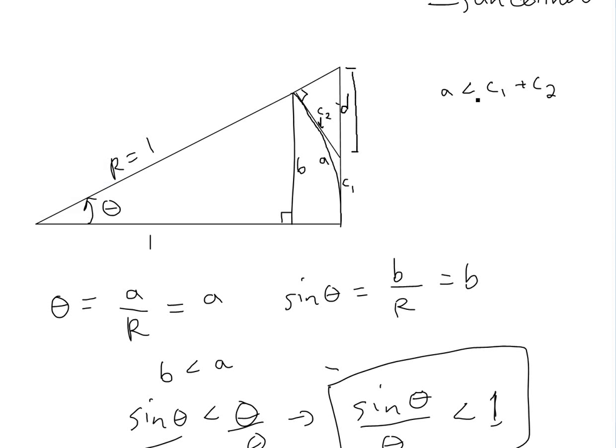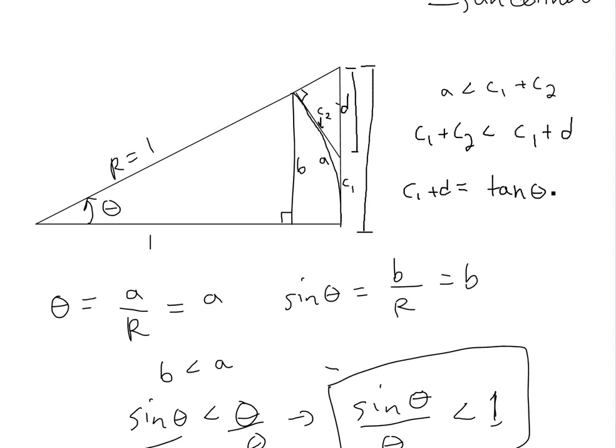Then A is less than C1 plus C2, but C1 plus C2 is less than C1 plus D. I'll just show you what I'm getting at over here. C1 plus D is equal to, this is a tangent line, so this is this full length across here, and this is just going to equal tan theta.